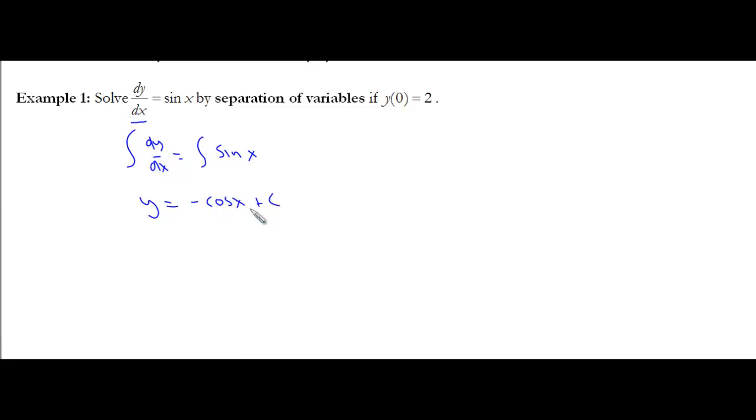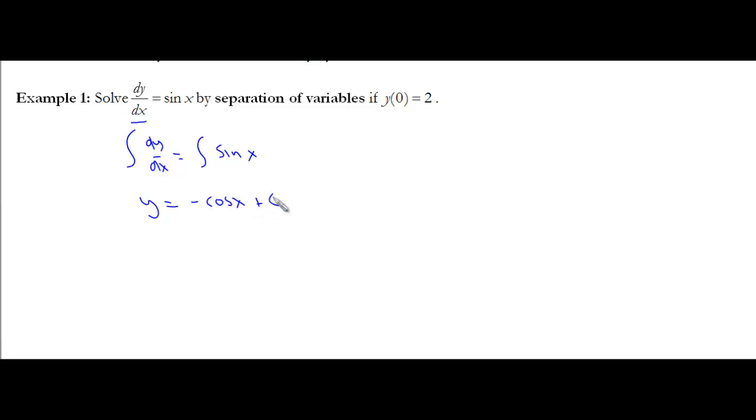The reason is that there are an infinite number of functions that, if you took the derivative of them, would give you sine of x. You could have negative cosine of x plus 4, because the derivative of any constant is 0. You could have negative cosine x plus 10 or plus 12. So you need to have this plus c.